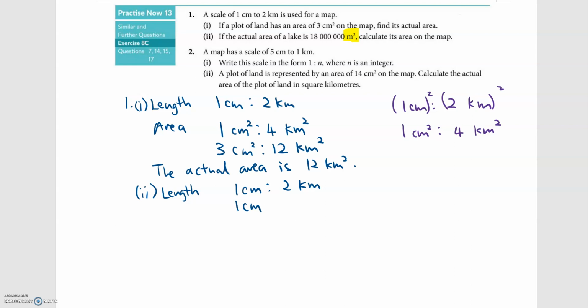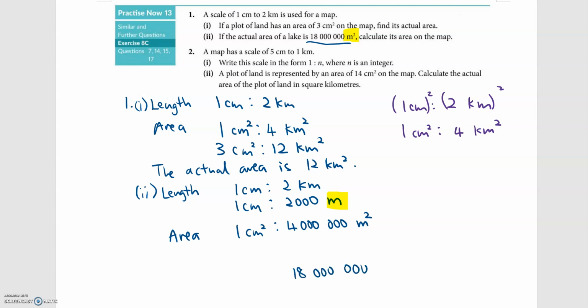So 1 cm in length is 2000 meters. Okay, so the purpose of this is such that I can find the ratio of the areas better. So if I were to square the ratio, 1 cm square would now be 4 million meters square. Now the question gives me the actual area of the lake. So I would now need to find the actual area of the lake here.